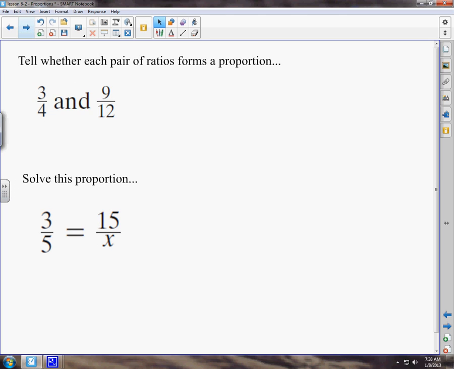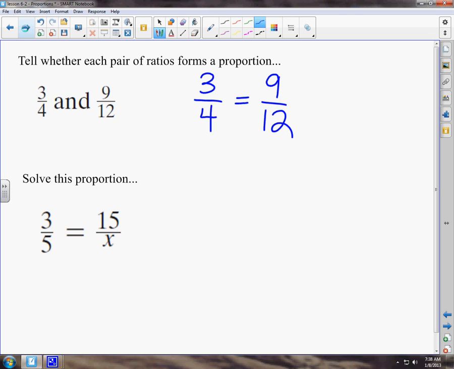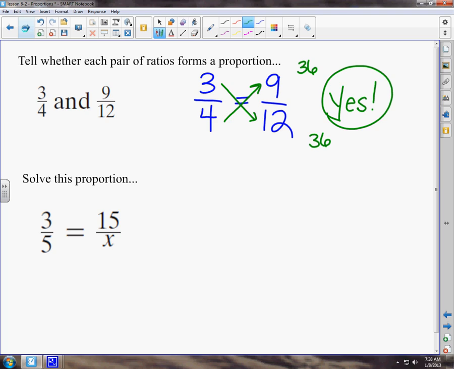Now, here's how you do this. Tell whether each pair of ratios forms a proportion. So we have 3/4 and 9/12. You write them down on your paper, and we want to know, do they form a proportion, which means do they equal each other? I'm going to cross multiply. So 3 times 12 is 36, and 4 times 9 is 36. So therefore, yes, these do form a proportion because the numbers are equal to each other. If they were not equal to each other, they would not form a proportion.